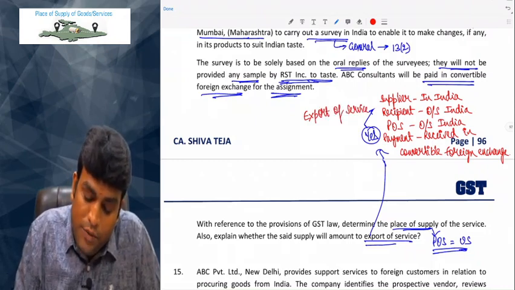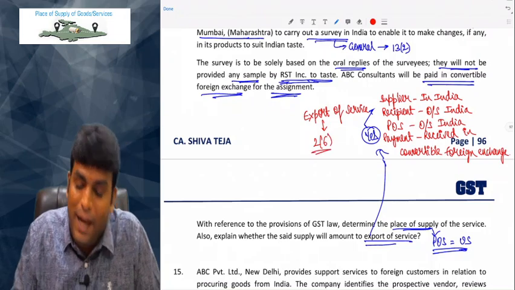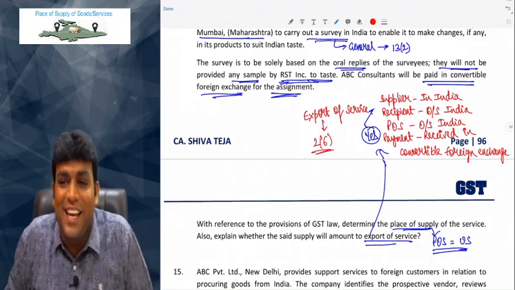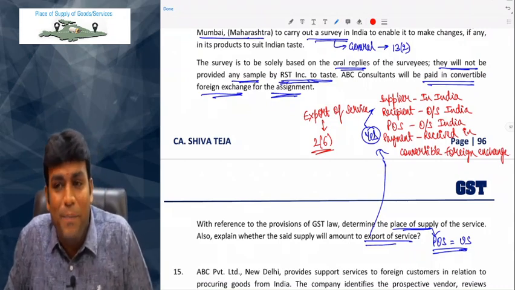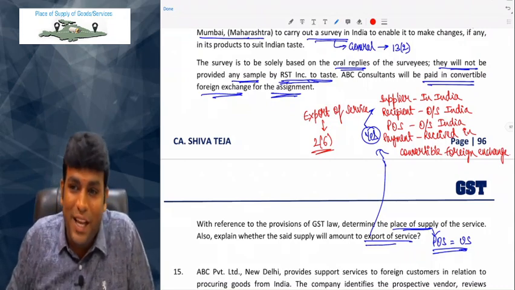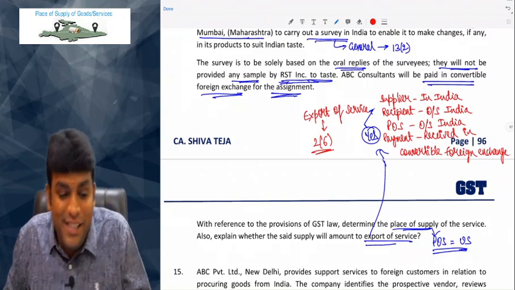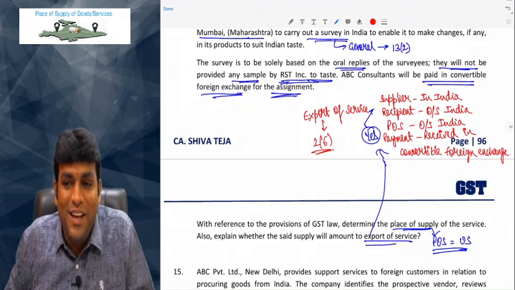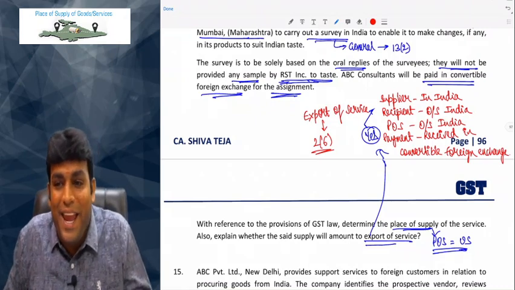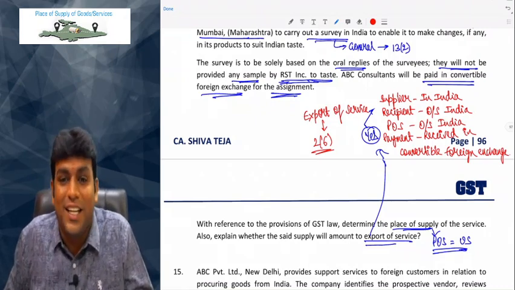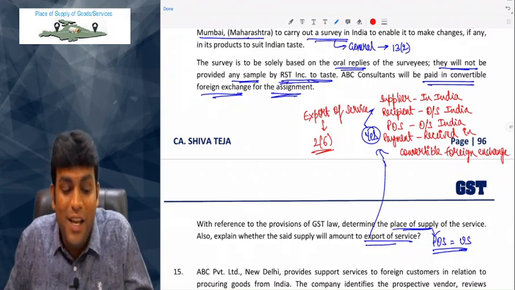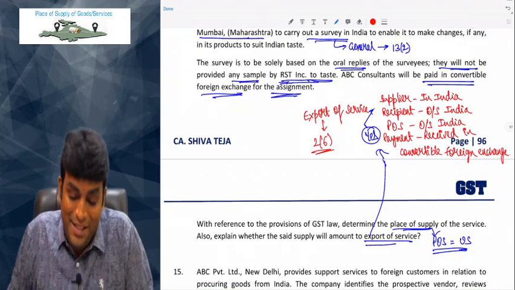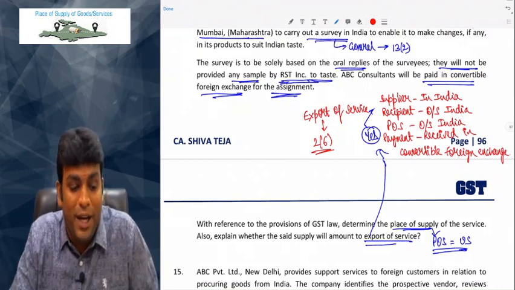In fact, all these words of export of service are given by 2(6) of IGST Act. 2(6) of IGST Act clearly says if supplier is in India, recipient is outside India, place of supply is outside India, and payment is received in convertible foreign exchange or in Indian rupees wherever permitted by RBI. If these conditions are satisfied, then what we'll do, my dear friends? We will call it as export of service. That's it. That is the story of this point of question number 14.